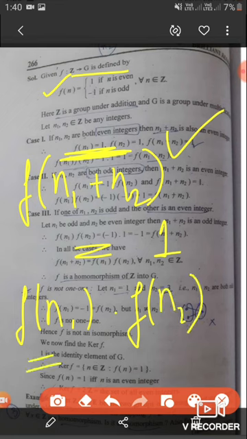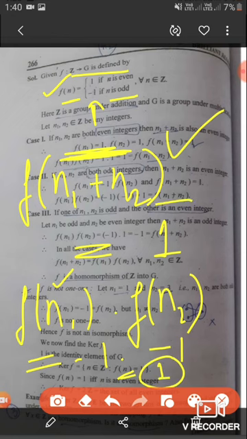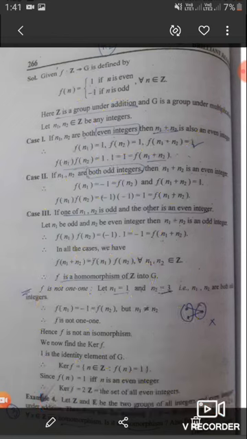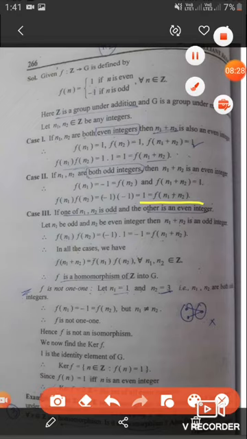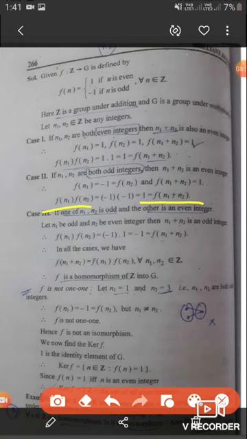Now f of n1, where n1 is an odd integer, its image is -1, into what is f of n2. n2 we have taken odd, so its image will also be equal to -1, and what is -1 into -1? It is +1. So again in this case what we got is that the left hand side is equal to the right hand side. So this is also a group homomorphism for this case.